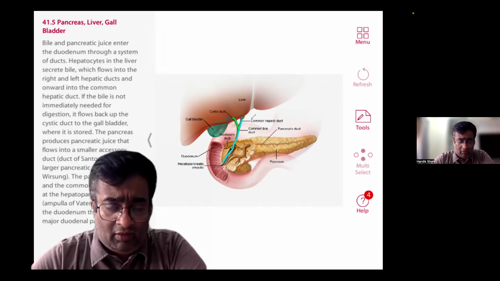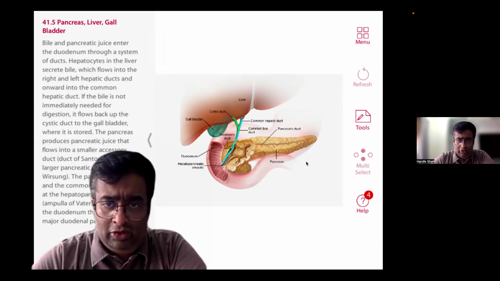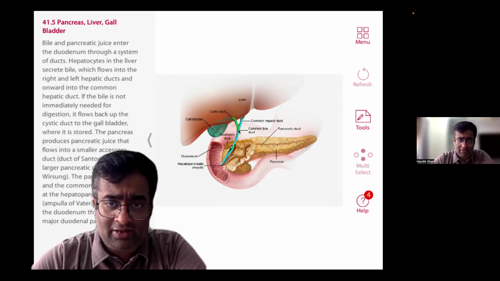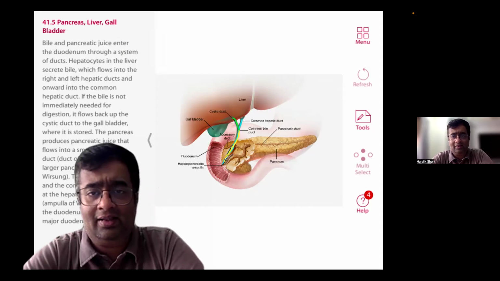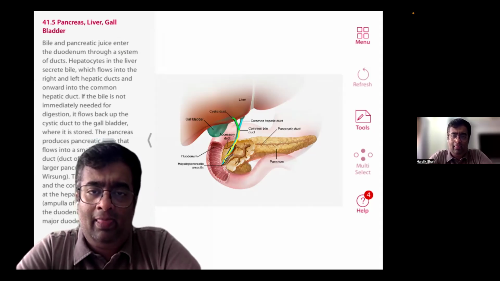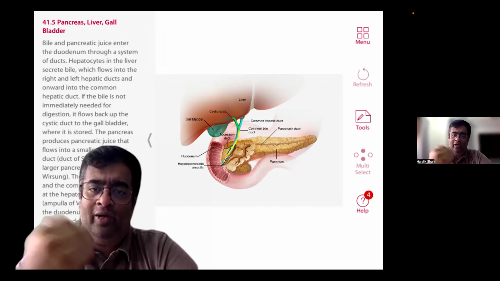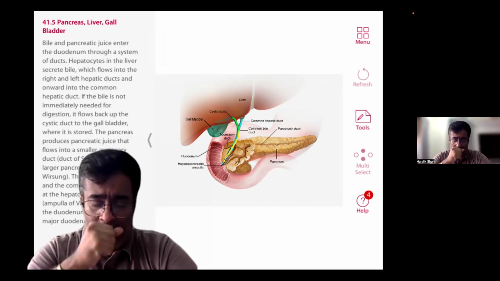The common hepatic duct and the cystic duct together join and form this common bile duct, which I'm annotating in yellow. So the blue one is the common hepatic duct, the green one is the cystic duct, and the yellow one is the common bile duct. So together, the gallbladder and the liver release the bile when food enters into the duodenum.